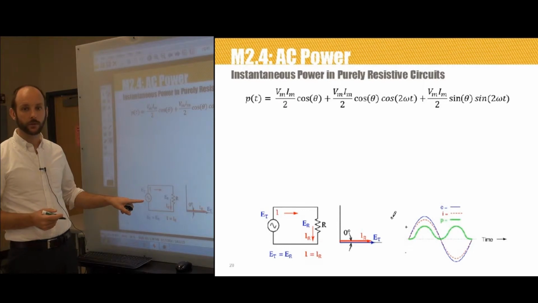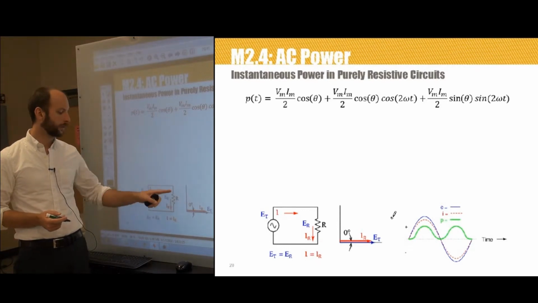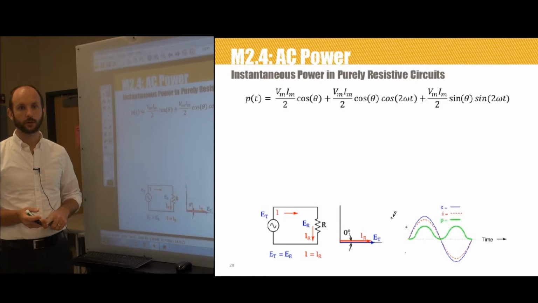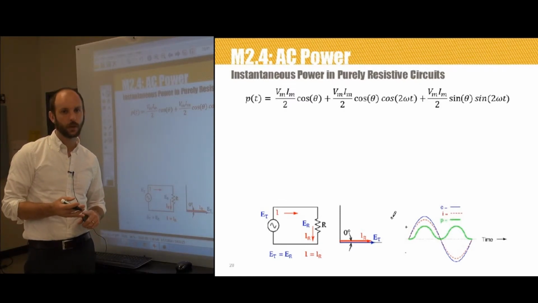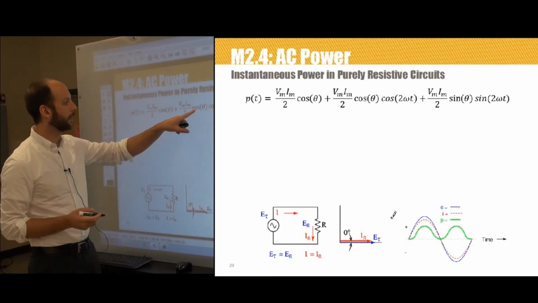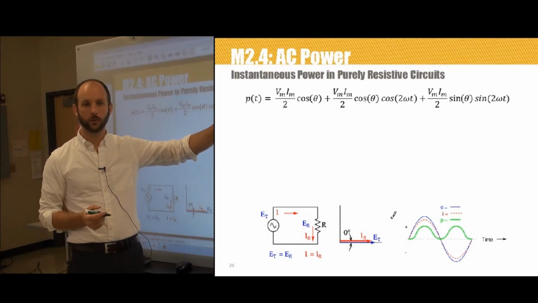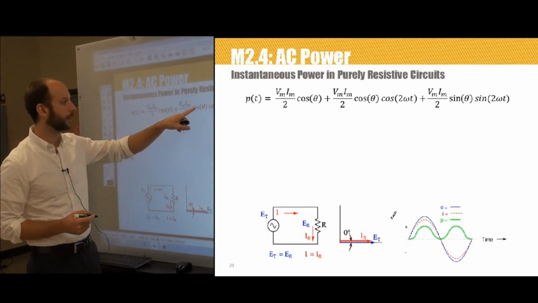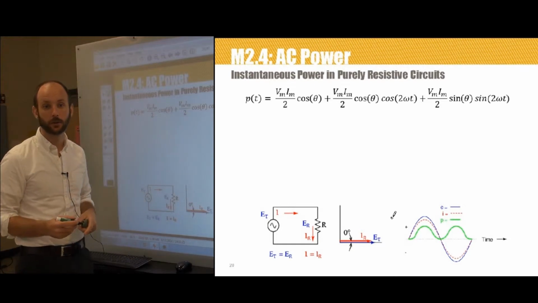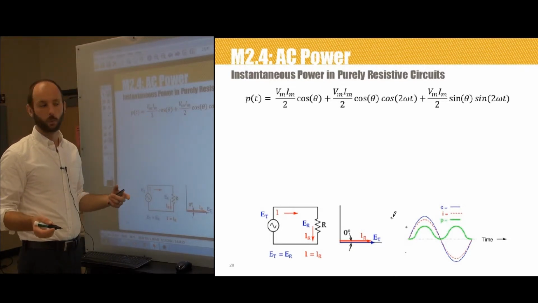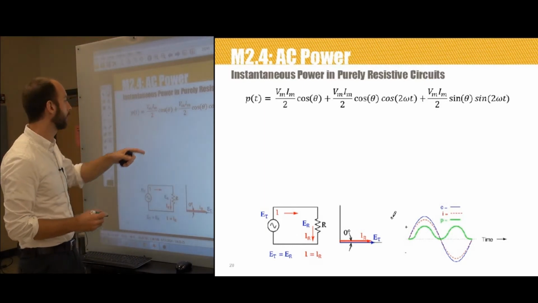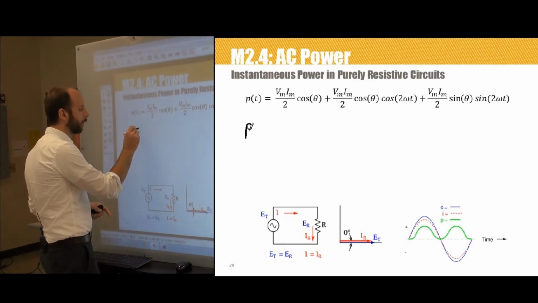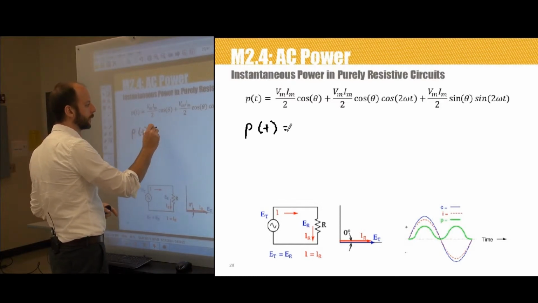If the circuit to which power is being delivered is purely resistive, that means the voltage and the current have to be in phase. That means theta V equals theta I, and this term goes to 0. I can plug in a 0 for theta since they're equal. There is no phase shift. So what's cosine of 0? It's 1. What's sine of 0? 0.